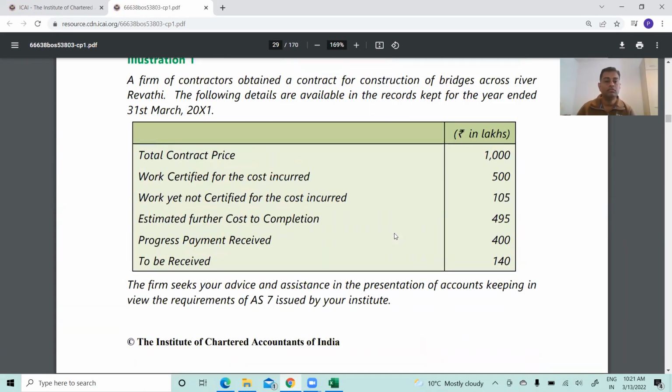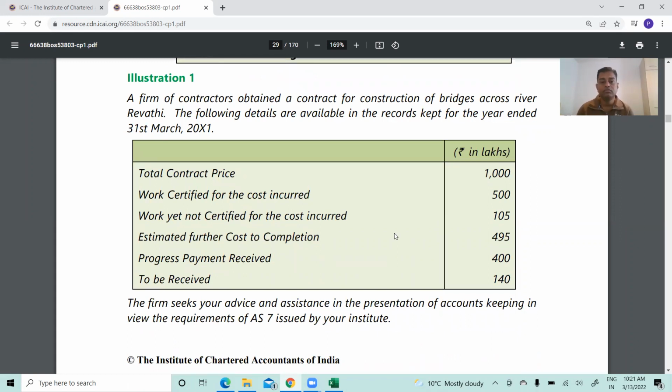Okay, read question number 1. A firm of contractors obtained a contract for construction of bridges across River Revati. The following details are available in the records kept for the year ended 31st March 2001. Total contract price 1,000. Work certified for the cost incurred 500. Work yet not certified for the cost incurred 105. Estimated further cost to completion 495. Progress payment received 400. To be received 140. The firm seeks your advice and assistance in the presentation of accounts, keeping in view the requirements of AS 7 issued by your institute. Whose institute? Our institute, our ICAI.